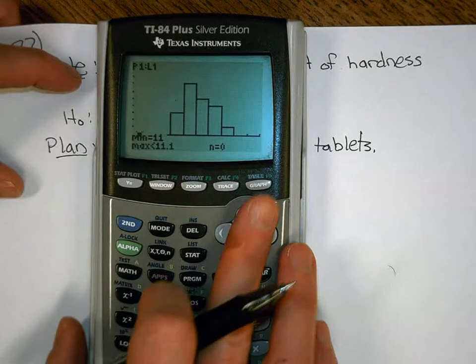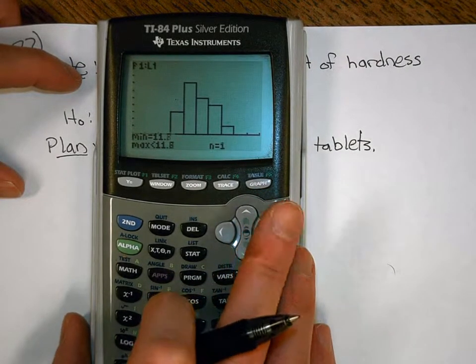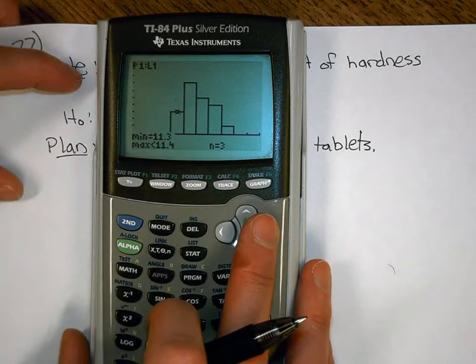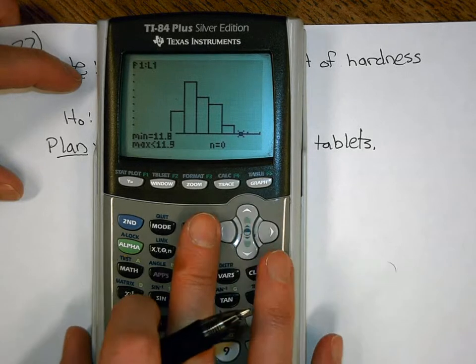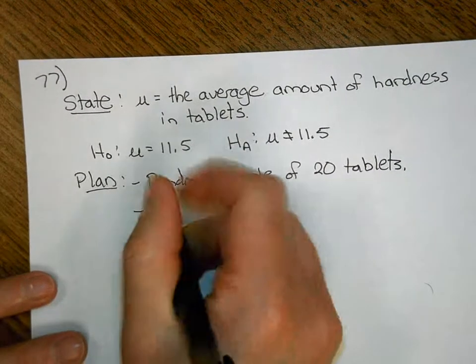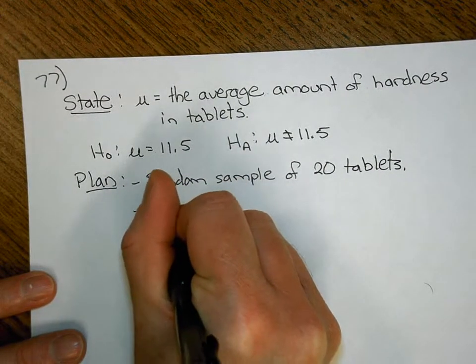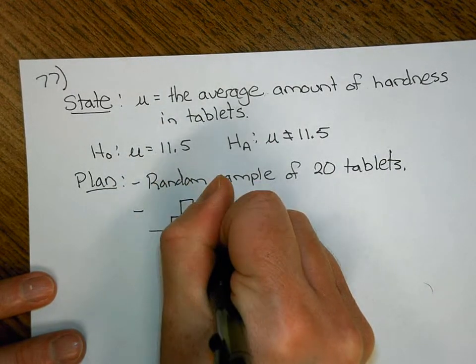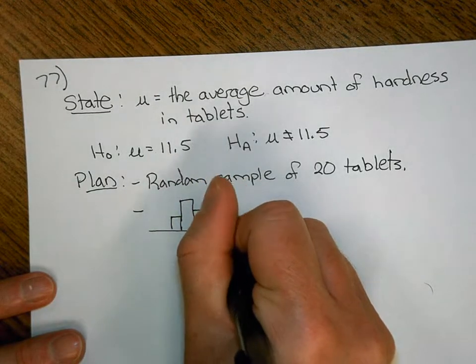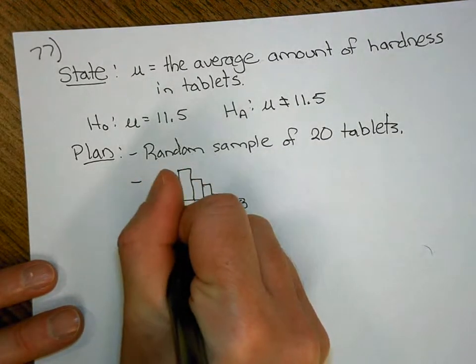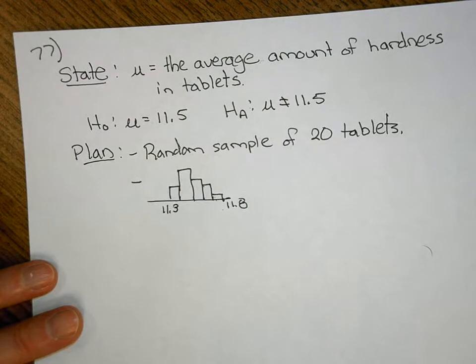I'm going to hit trace so I can see we're starting at 11.3 and going up to 11.8. So I can copy that down real quick. I'm seeing that it's roughly symmetric and unimodal, so I'm happy. I'm copying that down on my paper. Just going to put the starting range, 11.3, and the ending range, and then the size of each bar above it.